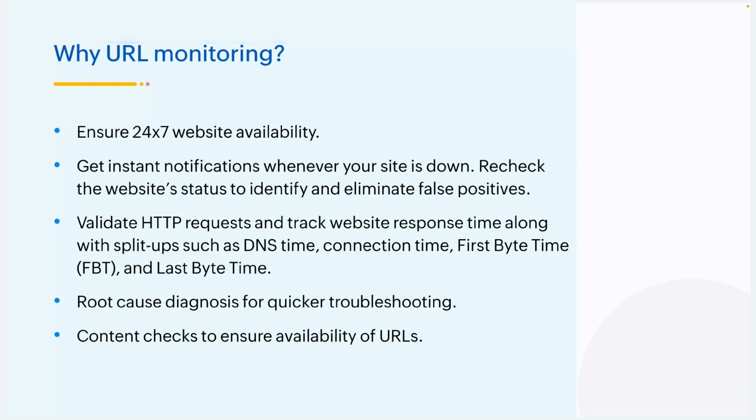If there is a performance anomaly that the tool has noticed, you can recheck the website status to identify and eliminate false positives. You'll also be able to validate HTTP requests and track website response time, along with split ups such as DNS time, connection time, first byte, and last byte time. The response time of a website determines the speed of the website. If the response time is slow, it takes longer for your website to connect and send data packages to the browser or user.